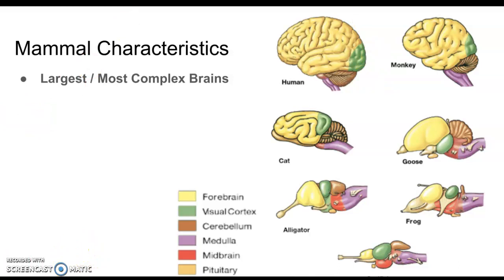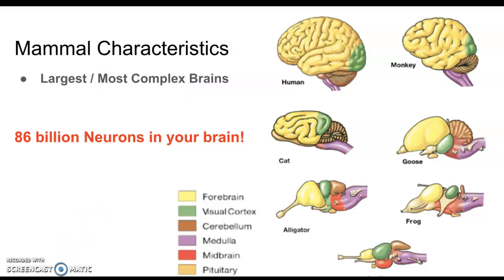We have 86 billion neurons in our brain that determine all these activities. Neurons are the functional cells in the brain that allow us to do all the activities that we do. We also have the cerebellum, which is very large here, and the cerebellum is in charge of balance and coordinating movements.